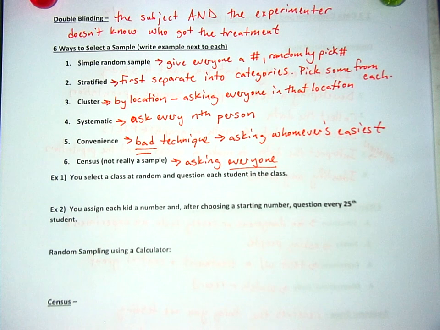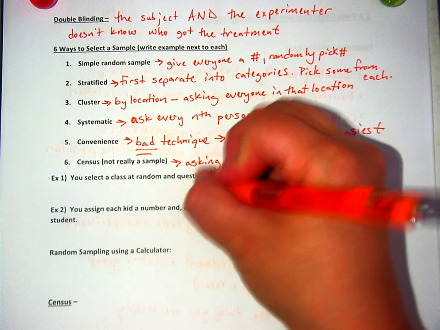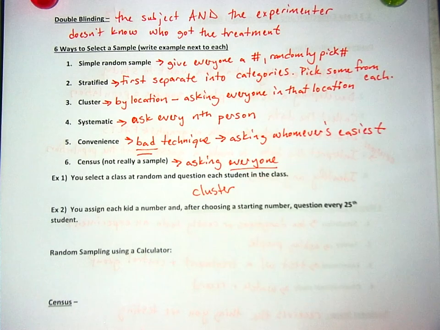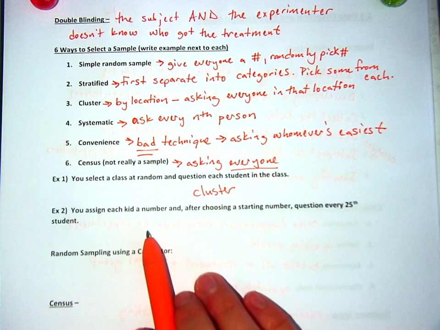All right, you guys all done? What'd you guys get for the first one? Cluster for sure. That's based on location. This is also used a lot in field studies. They'll set up a grid in a forest or something, and then they'll say, okay, we're going to randomly select this 5-yard by 5-yard grid, and then we're going to look at everything inside of it. How about this one? Systematic. All right.